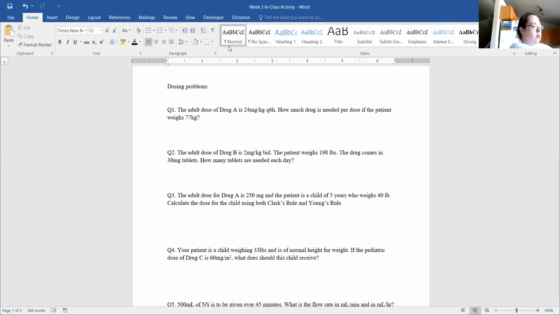So our answer would be the 1,848 milligrams per dose. That's right. I'm reading into it way too much. Now, don't overinterpret. Girl, don't do that. It's easy to do. I do the same thing every time.